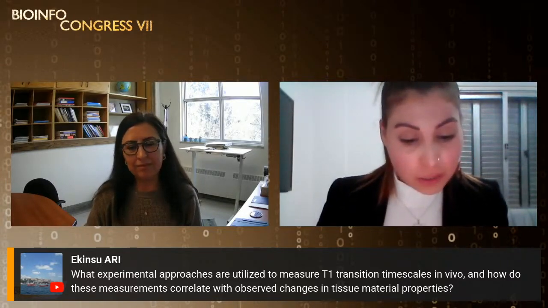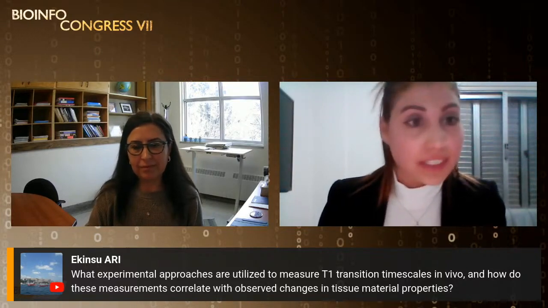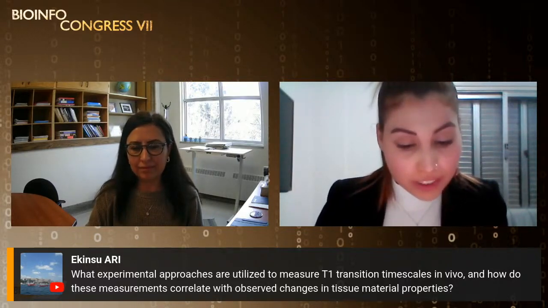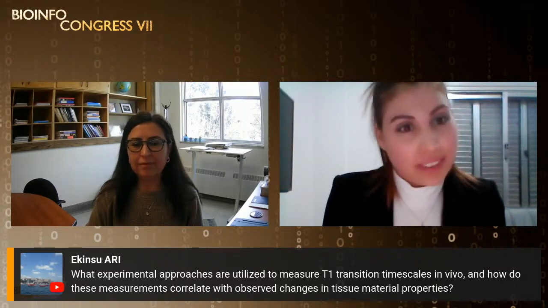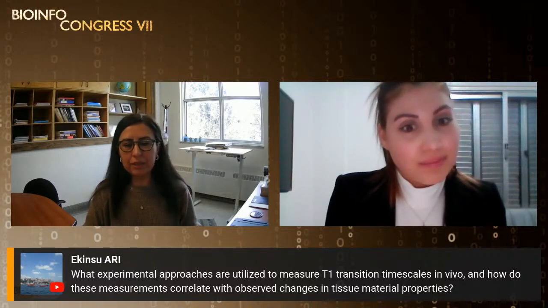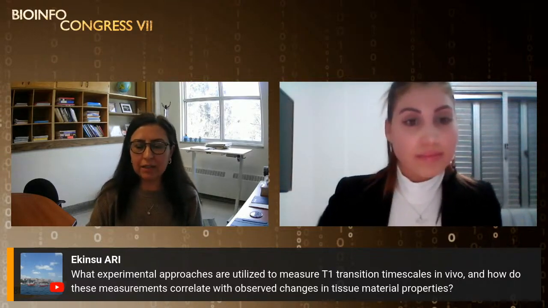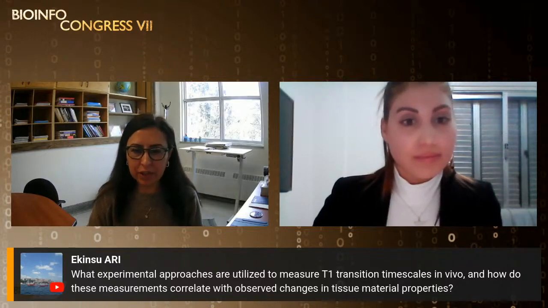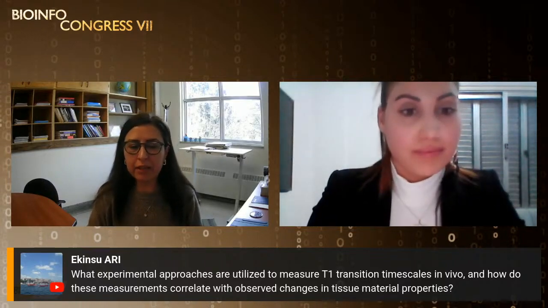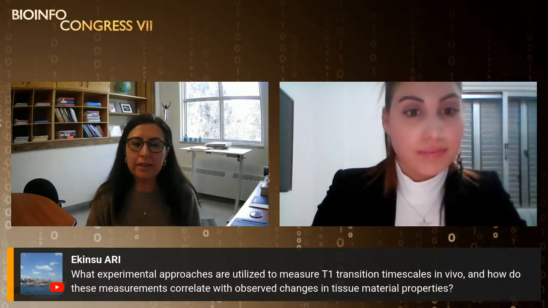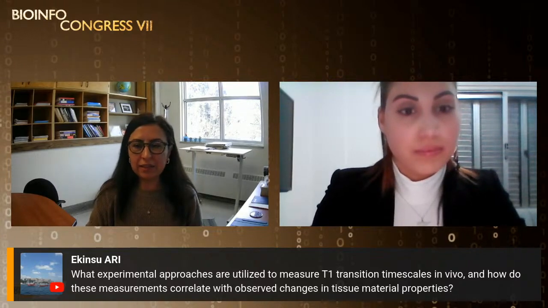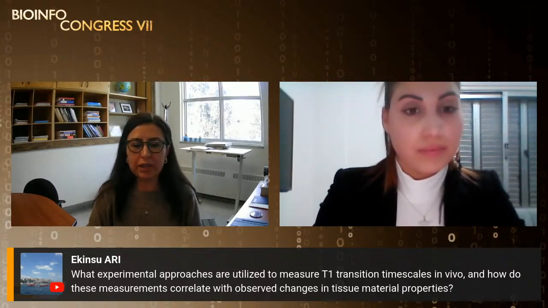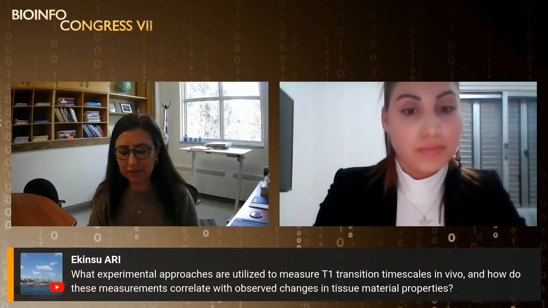What experimental approaches are utilized to measure T1 transition timescales in vivo, and how do these measurements correlate with observed changes in tissue material properties? Yes, they do. There are some data, not so much, but there are some data measuring the T1 transitions for the fruit fly embryo, again, during germband extension, for example. And they do study, for example, the specific role of tricellular junctional proteins, comparing wild type versus the mutant embryo.